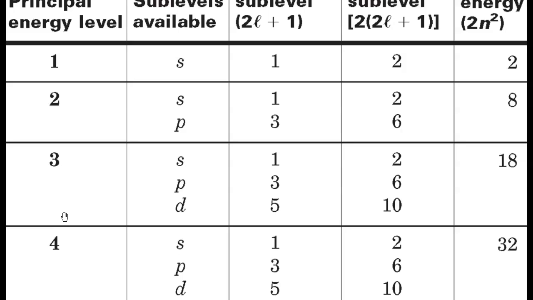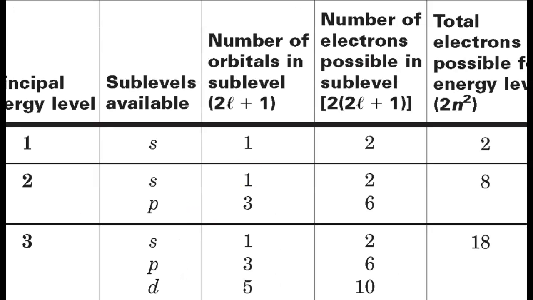Now notice I have the principal energy levels 1, 2, and 3. And the sublevels available: when I'm in the first level, there's only one available. When I'm in the second level, now I have two available, S and P. And then in the third energy level, I've got S, P, and D.